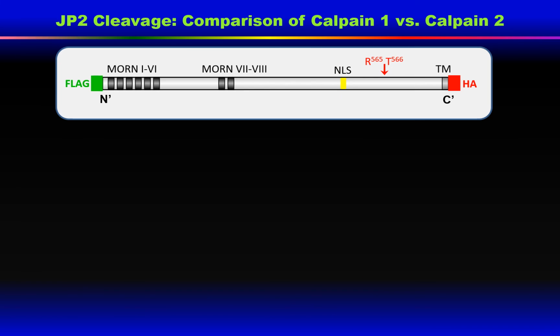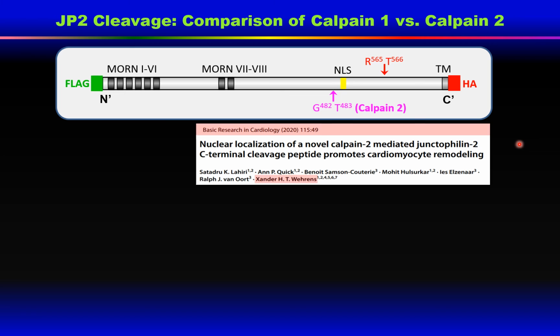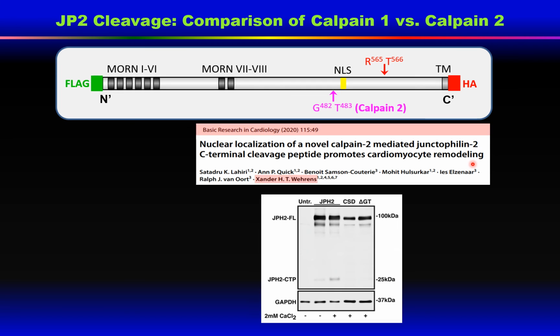Interestingly, a recent study from a Junctophilin group reported that, different from Calpain-1, Calpain-2 cleaves JP2 at a novel site, that is, glycine 482 and threonine 483. And in this paper, they reported that the C-terminal cleavage peptide produced from this site by Calpain-2 goes to the nucleus and promotes cardiac remodeling.